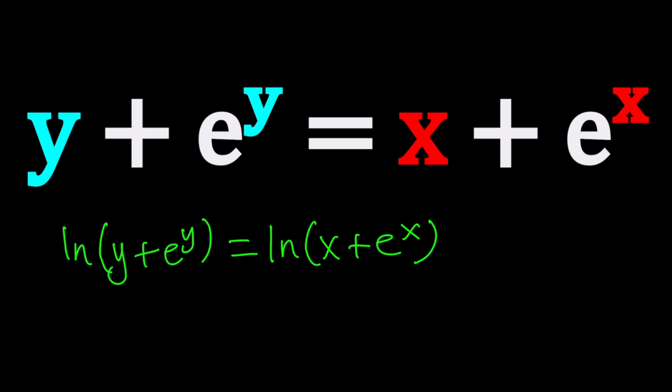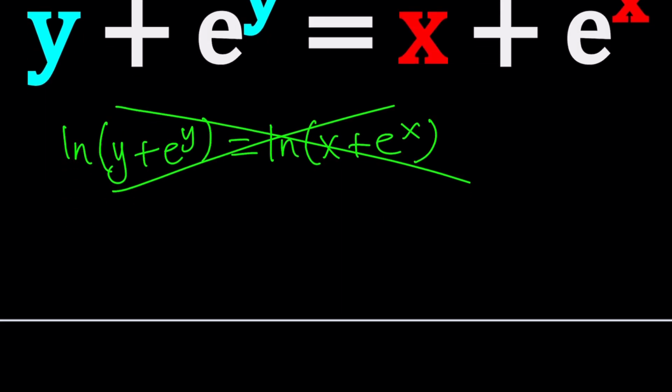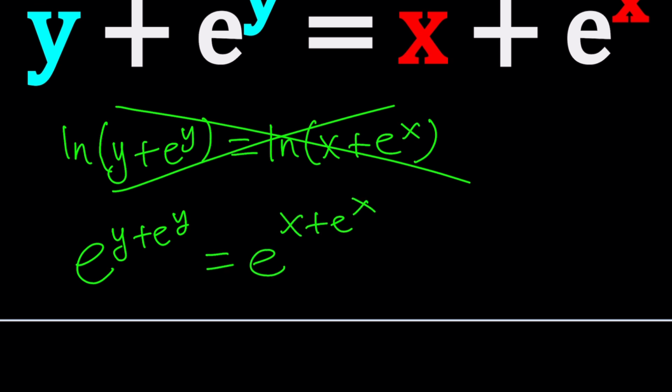Okay, instead of this, let's go ahead and do e to the power of both sides. So in other words, if y plus e to the y equals x plus e to the x, then e to the power y plus e to the y is going to equal e to the power x plus e to the x. Again, e to the power t is a function, so this works. So the sum is turned into a product. Amazing transformation, isn't it? Thank you, Euler.